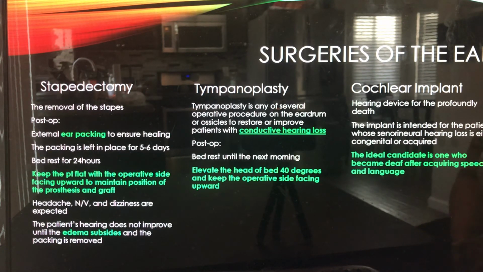So another thing they can do is the cochlear implant. This is the hearing device for the profoundly deaf. The implant is intended for the patient whose sensorineural hearing loss is either congenital or acquired. And the ideal candidate is one who became deaf after acquiring speech and language.